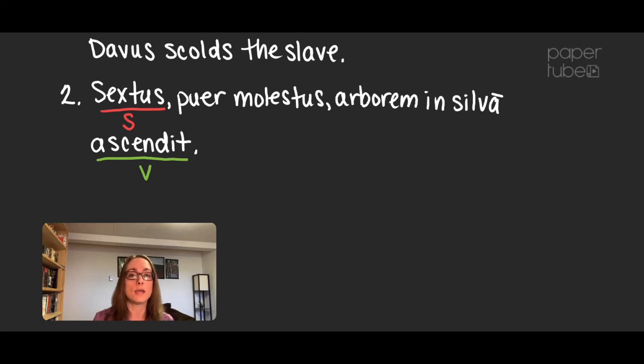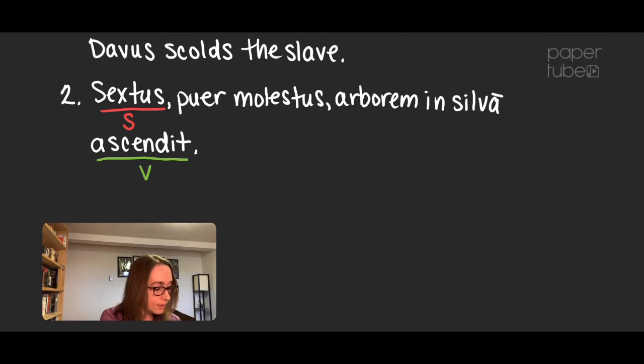I'm color coding it. You can always color code your annotations as well. So Sextus is our subject in red. Ascendit is the verb in green. And then we need to figure out, is there anything else in the sentence that I want to label? I want you to label all subjects, verbs, direct objects, and prepositional phrases. So we need to see if there's a direct object and/or a prepositional phrase. Do I see a direct object? Yes, I do. It's arborum.